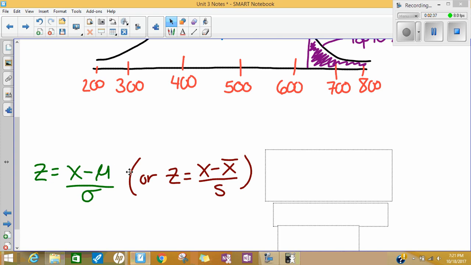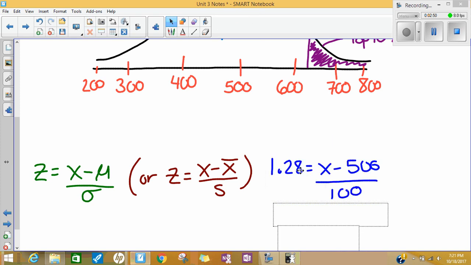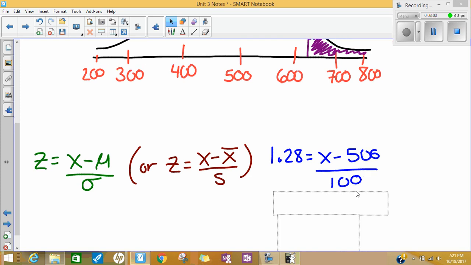And remember our z formula, we talked about it as x minus x bar over s. And since we're talking about a normal curve, we're going to use mu for mean and sigma for standard deviation, so this formula in green. And we can plug in what we know. We know the z-score. X is the data point we're looking for. What is the score that we have to achieve to be able to be admitted to this college? 500 is the mean, standard deviation of 100.